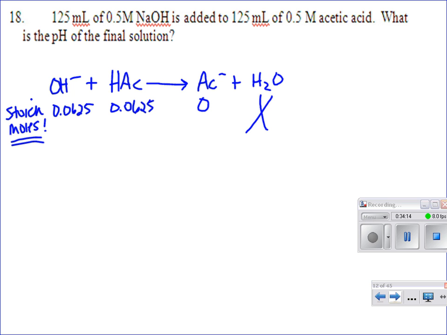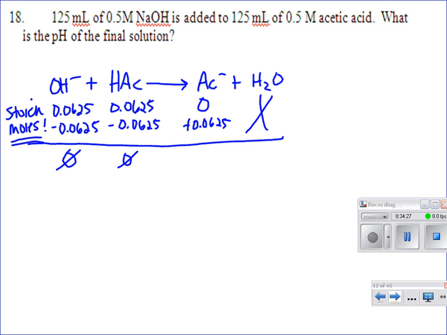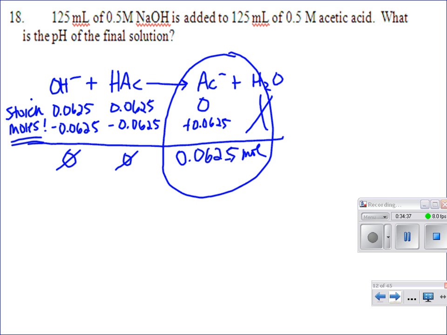So it looks to me like we're going to lose the same amount here. We get minus 0.0625 moles of this, minus 0.0625 moles of that, plus 0.0625 moles of that. So we're out. But here we have 0.0625. Here's our only survivor of the war, this guy. So now the war's over. That guy now has to live on and be a pH.